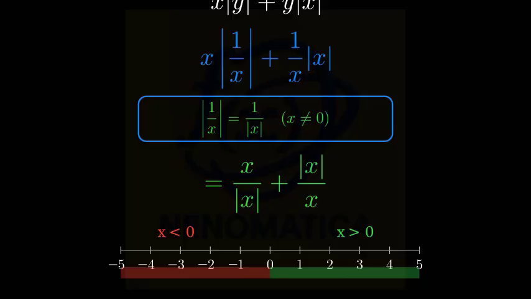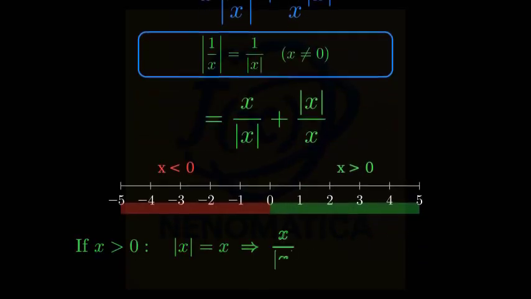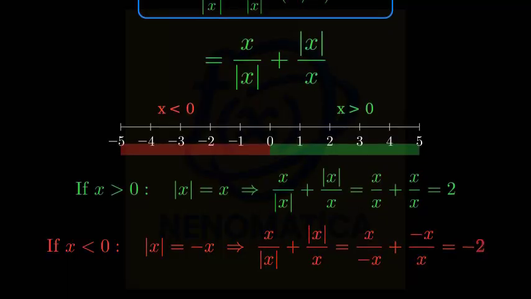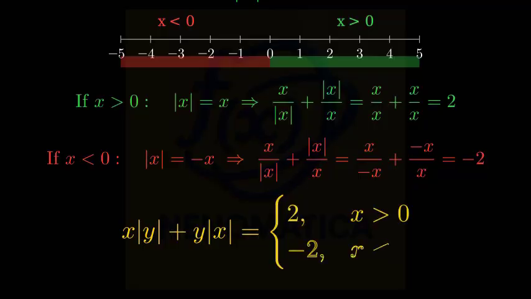Case 1, x is greater than 0. Then absolute value of x equals x. So the expression becomes x over x plus x over x, which is 2. Case 2, x is less than 0. Then absolute value of x equals negative x. So the expression becomes x over negative x plus negative x over x, which is negative 2. Therefore, the original expression equals 2 when x is positive, and negative 2 when x is negative. Here is the final piecewise answer.